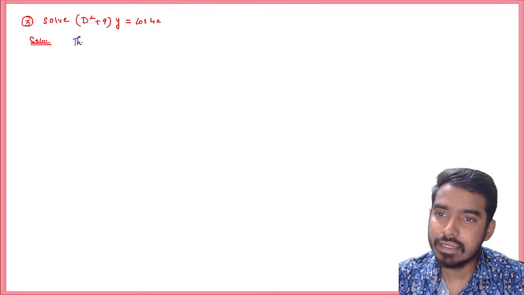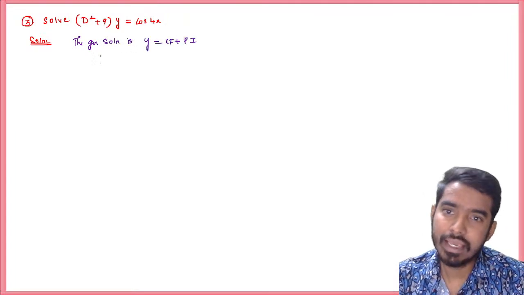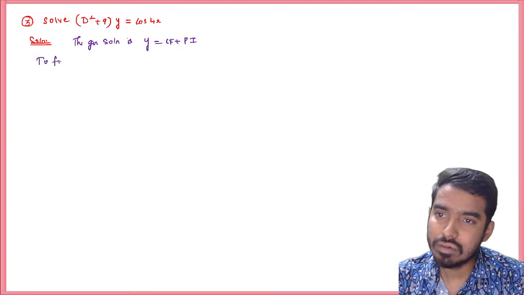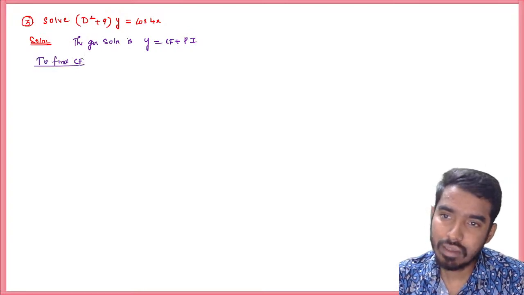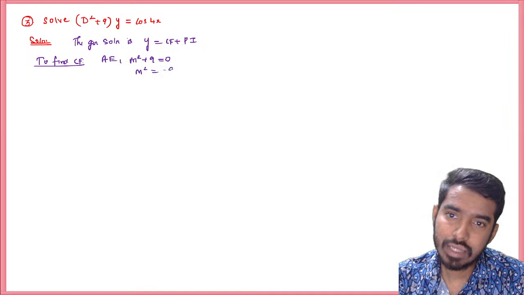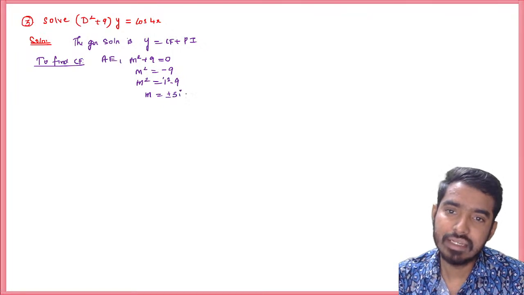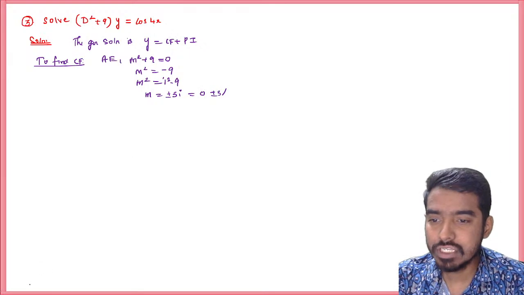Okay. The general solution is given by y is equal to CF plus PI. So to find CF, just find the auxiliary equation, which is m square plus 9 is equal to 0. To solve this equation, you will have m square is equal to minus 9. So m square is equal to i square into 9. So m is equal to plus or minus 3i, right? That means 0 plus or minus 3i.